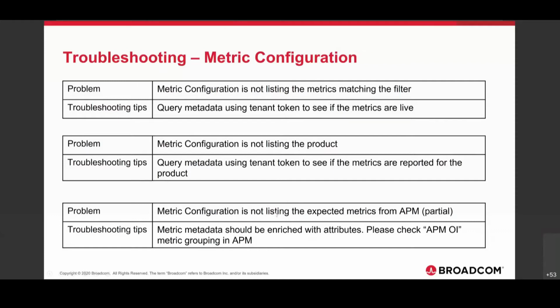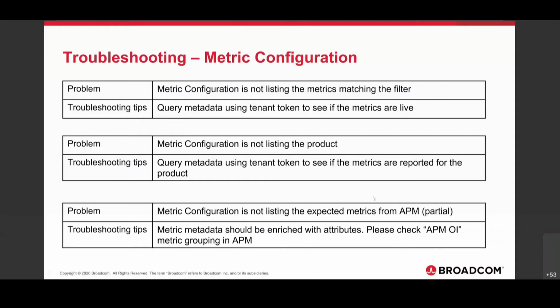And the other major set that we also see is APM has a huge volume of data, but not all of it actually propagates to OI. So there is a configuration, a metric grouping within APM through the management module. We configure a metric grouping called APM OI, which decides which of the metrics should flow into OI. And those are the only ones that get enriched with attributes. And purely from the OI side, when we query the data, we only query for those metrics which are enriched. So that's why there will be a case where we might be seeing more metrics on the APM side, but we may not be seeing that in our metric config.